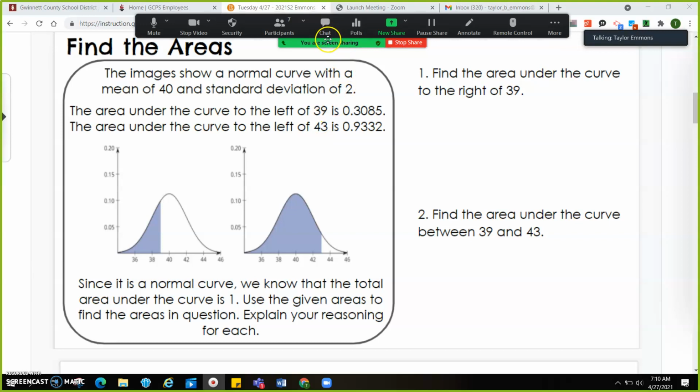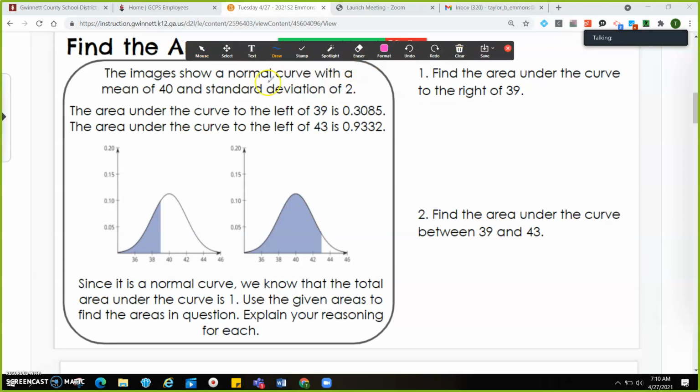Okay, so yesterday we were talking about this whole concept of z-score, right? This z-score table, and there's a positive one and there's a negative one. And this is going to help us find the area or the percentage that's underneath the curve. Now, since it's a normal curve, we know that the total of the percentages that we've been learning about for the past week would give you 1 or 100%.